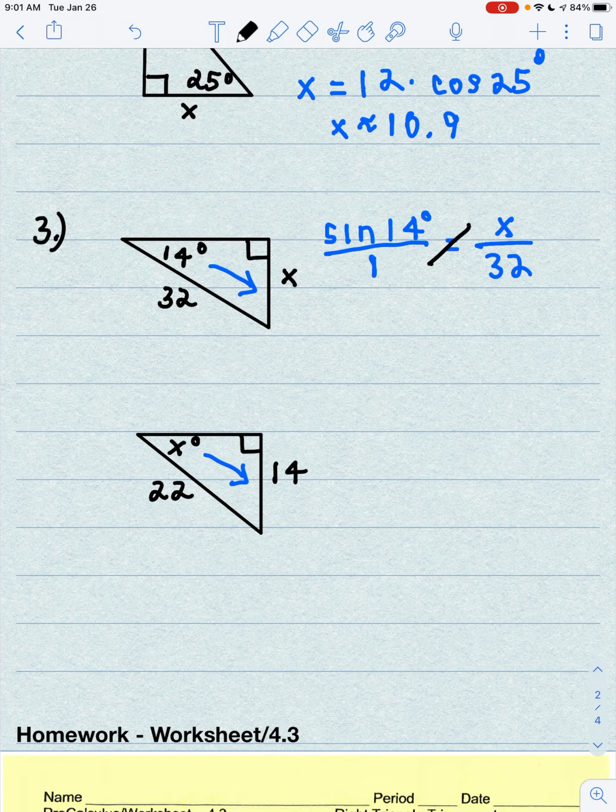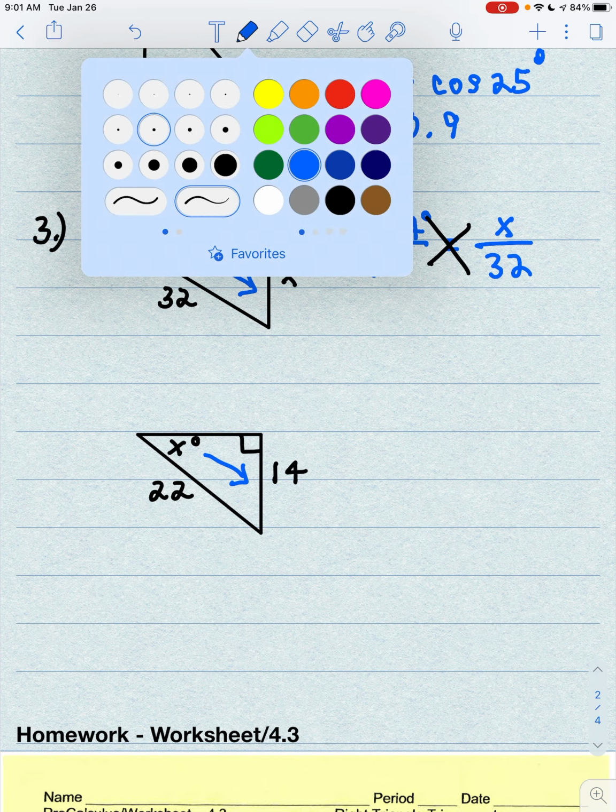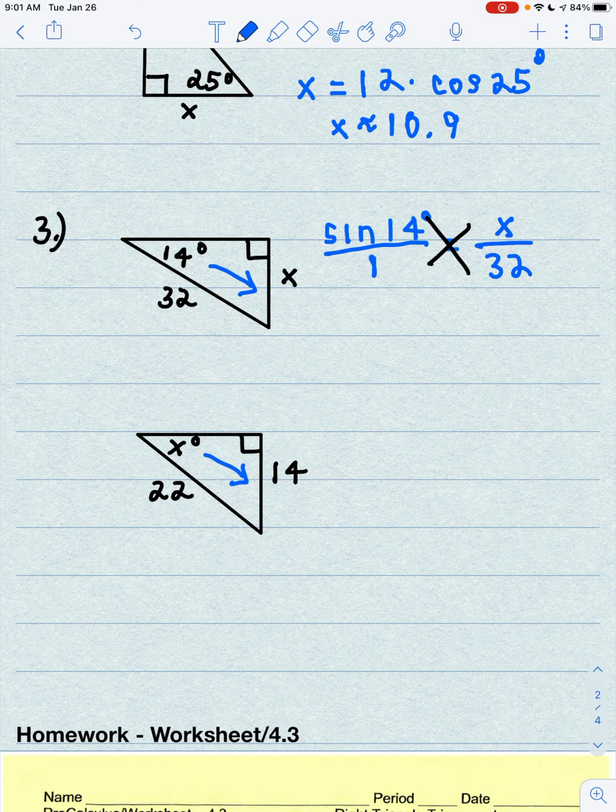Again, this is the nice proportion because when we go to solve, x is going to equal 32 times the sine of 14 degrees. And we just need to use our calculator to calculate and approximate. And that gives us about 7.7.